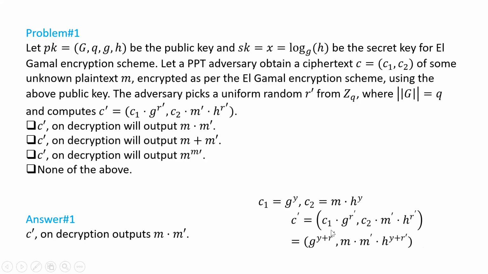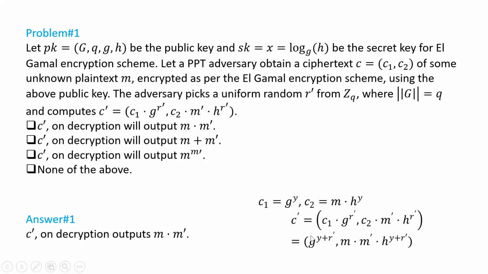Okay, so g to the power of some value from the set Zq, and then some message m into h to the power of that same value. Okay, this is a valid ElGamal ciphertext form for the message m dot m dash, right? So we say that C dash on decryption outputs m dot m dash.